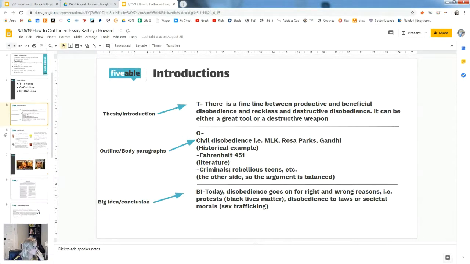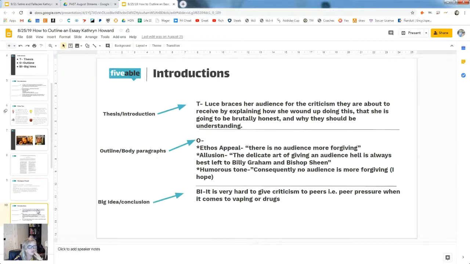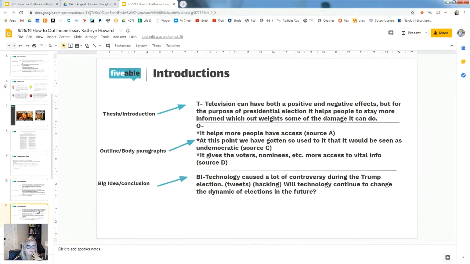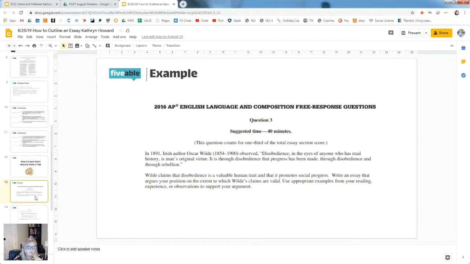So I went over a few. Okay, this was the prompt, in case you're wondering. It says, in 1891, Irish author Oscar Wilde observed, disobedience, in the eyes of anyone who has read history, is man's original virtue. It is through disobedience that progress has been made, through disobedience and through rebellion. Wilde claims that disobedience is a valuable human trait and it promotes social progress. Write an essay in which you argue your position on the extent to which Wilde's claims are valid. Use appropriate examples from your reading, experience, or observation to support your argument.